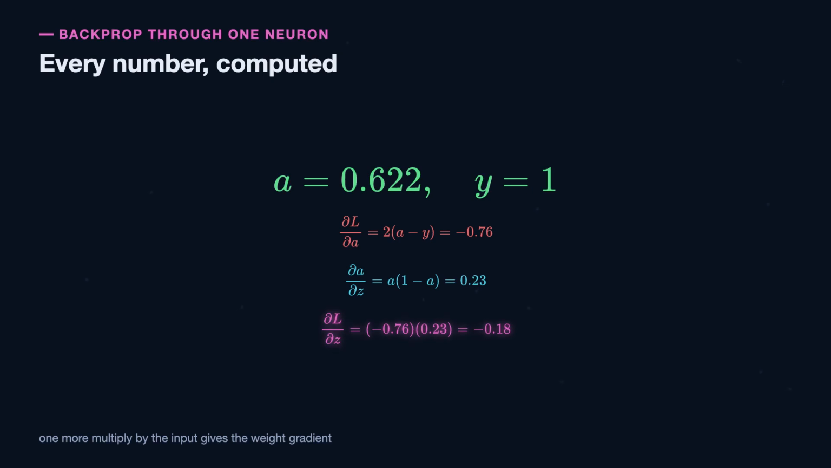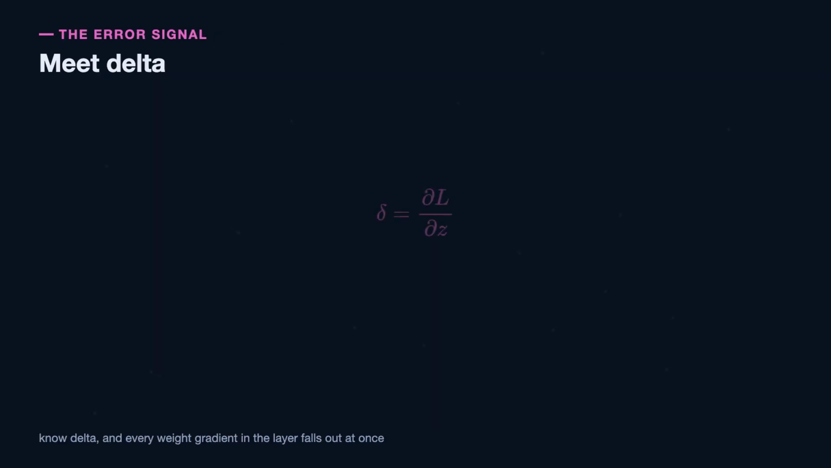Done. That gradient at the pre-activation is important enough to earn a name, the error signal, delta. Delta answers a single question: how much would the loss change if this neuron's weighted sum changed by a little? And here is the beautiful part: once you know delta, the gradient for the weight is immediate. It is just delta times the activation that came in. So backpropagation underneath is really the propagation of delta.